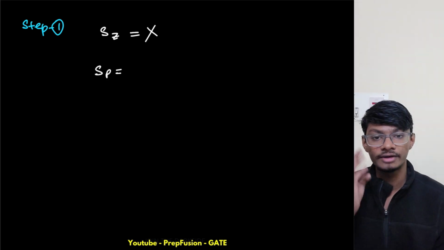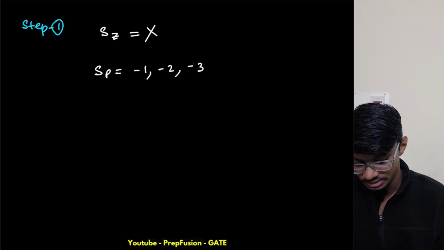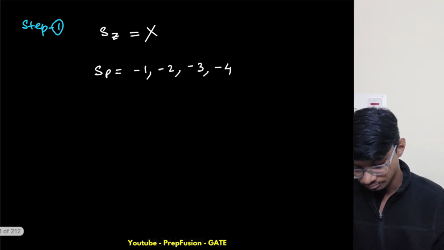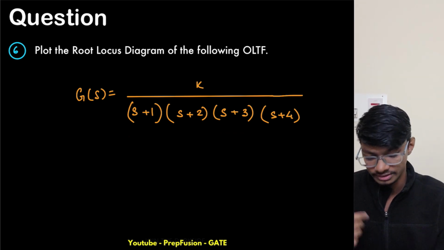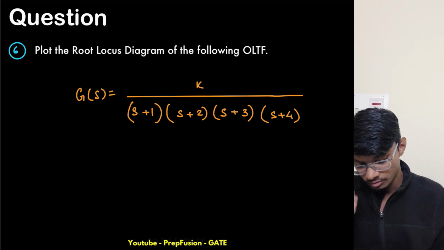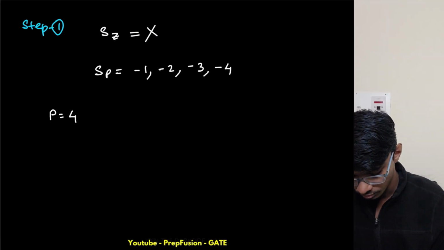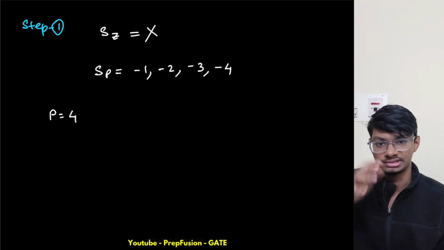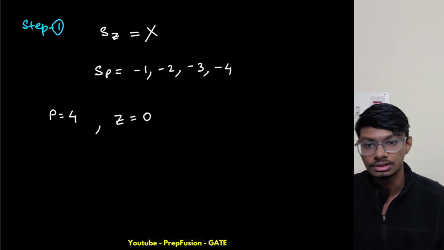How many do I have? I have 4: -1, -2, -3 and -4. I have 4 open loop poles, as you can see from here. Directly it is in factor format, so very easy to see. So the number of poles, P equals 4, or you can write it as n also, it doesn't matter. But the number of zeros, how many do I have? 0. I don't have any zeros.